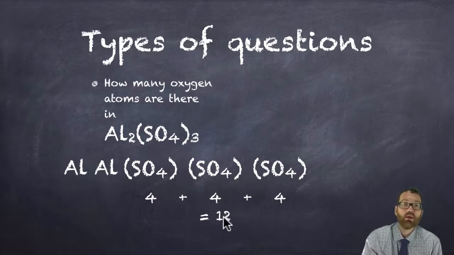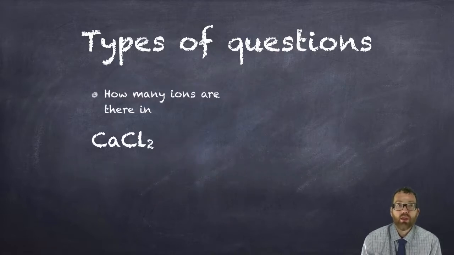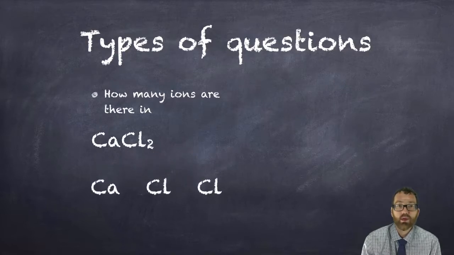Now you could do that, or you could treat this little number like a multiplier. If I have 4 oxygens in an SO4 and I have 3 of them, you can just go 3 times 4 equals 12. How about this one? How many ions are there in calcium chloride? Well, I have 1 calcium and I have 2 chloride ions if you break it apart like this. So I would have 3 ions.